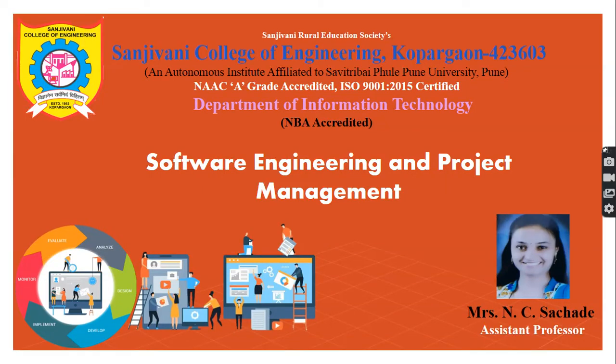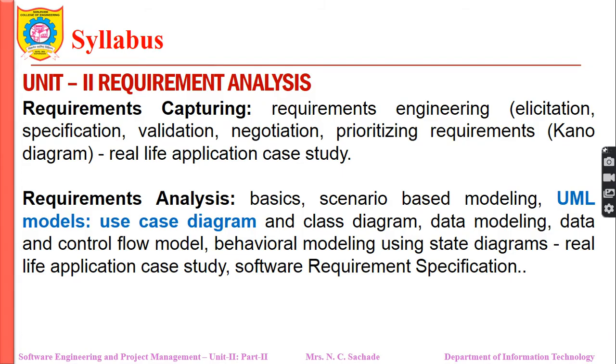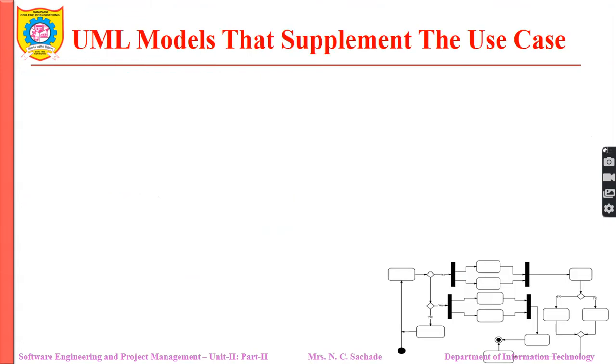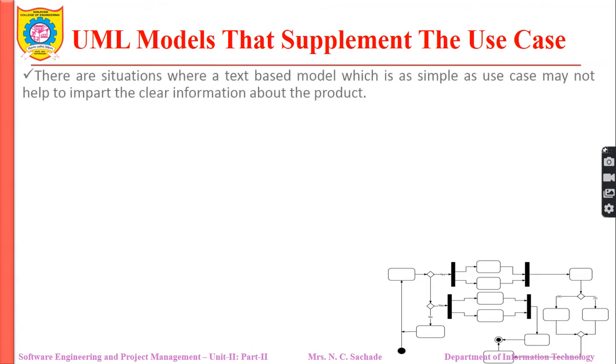So welcome back class. We have talked about use cases which were helping us in modeling the requirements of a system in simple textual format. In that we have seen there are actors and the tasks which are carried out by those actors. Now we are going to move further. We are going to understand situations where a text-based model, which is very simple as use case, may not impart information in a clear and concise manner about the software which we are trying to build.